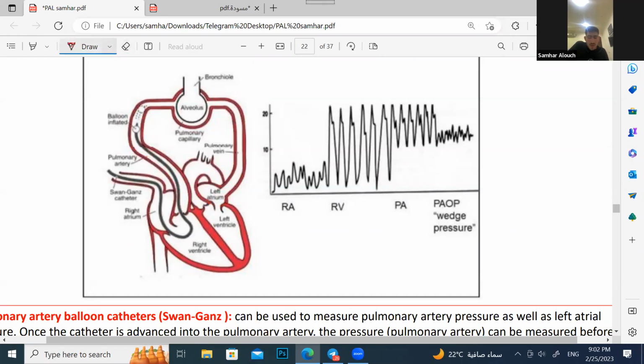If I close the blood flow here, the blood here will be constant till the left atrium. So the left atrium will have a constant pressure. From here to here, we will have a constant pressure.